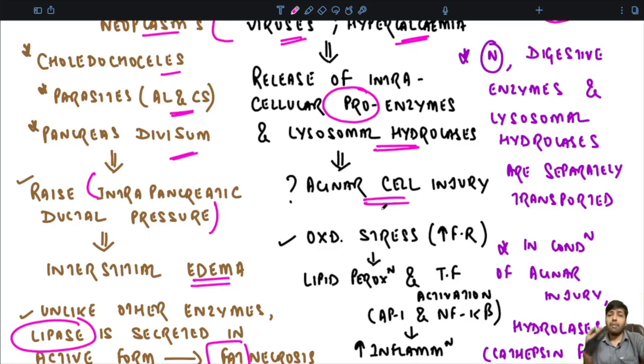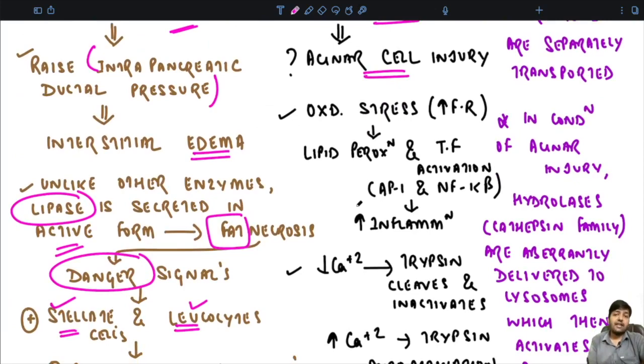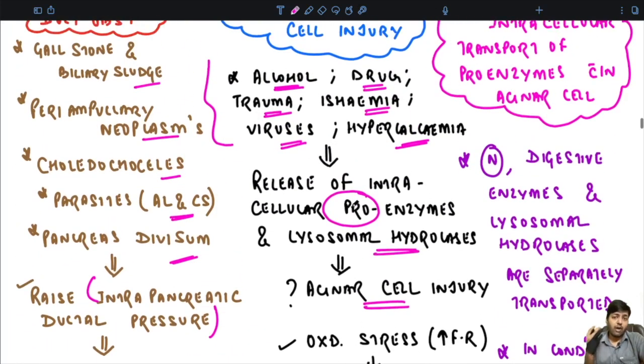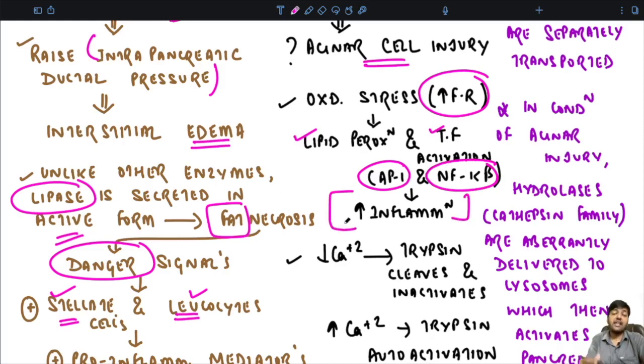How? Because there will be pancreatic autodigestion. Not only that, whenever there is such a stress or exposure to alcohol, drug, or trauma, there is oxidative stress. How? Because they facilitate the release of free radicals, and the free radicals lead to lipid peroxidation as well as transcription factor activation like AP-1 and NF-kappa B. Now these transcription factors are pro-inflammatory in nature, and they further increase the inflammatory cycle.